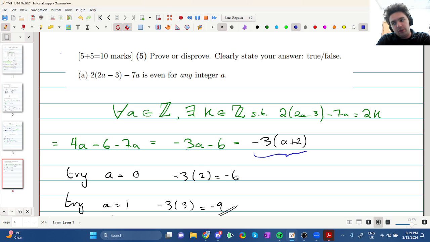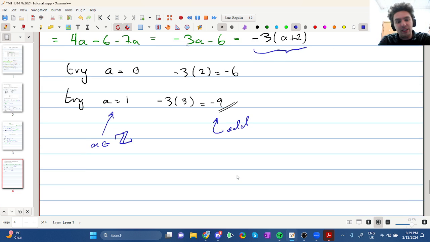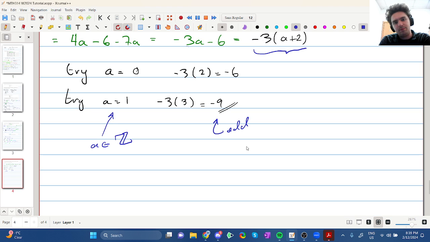So it's up to you to prove your chosen argument. The statement is that that expression is even for any integer. Well, I found an integer that I can plug into it and I get an odd number. So it's false. Therefore, false.